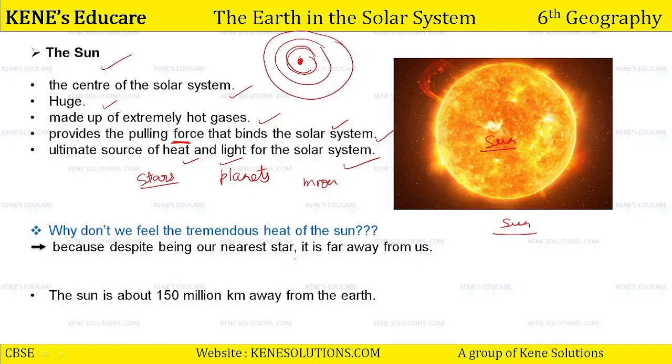Okay? Now, if the Sun is our star and is close to us, then why do we not feel so much of its heat? Because the Sun, it feels that it's very near, but it's actually 150 million kilometers away from the Earth. Okay? So actually it is the nearest star, but still it is very far to make us feel the entire heat of it.